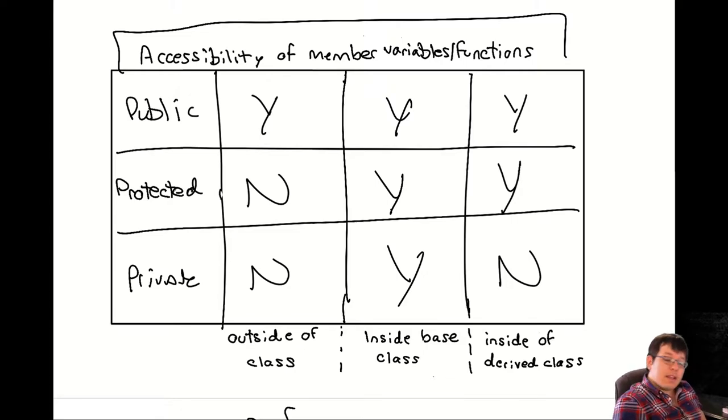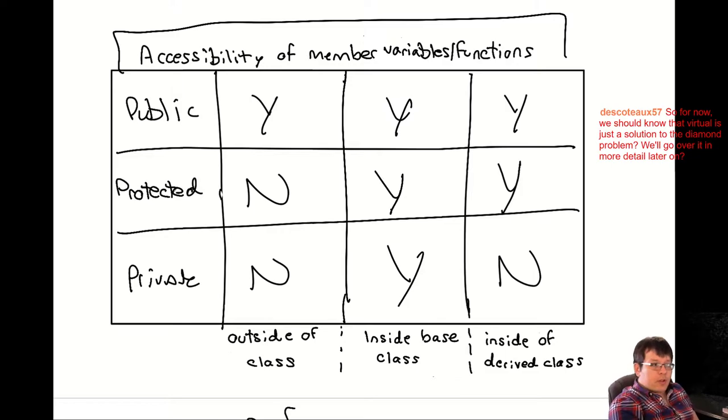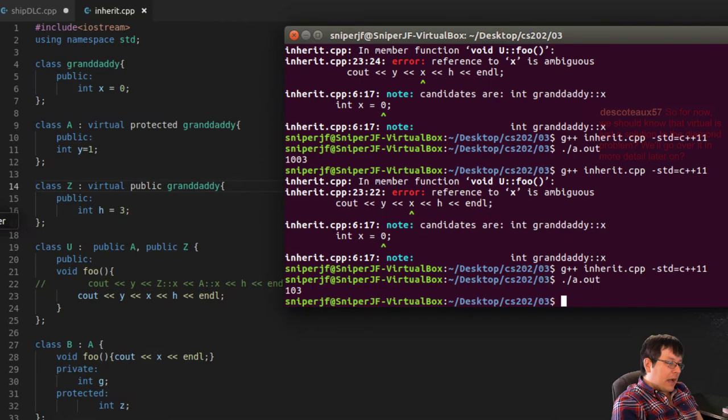That's the inheritance part, you can switch it over. So for now, we should know that virtual is just a solution to the diamond problem. Yes, it kind of sucks to tell you that there's this problem and not give you the solution. So yes, virtual inheritance is a solution to the diamond problem. However, it's a solution to something that you shouldn't have in the first place.